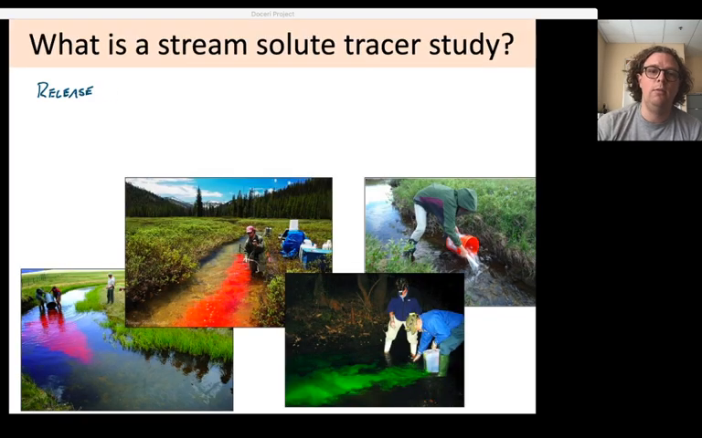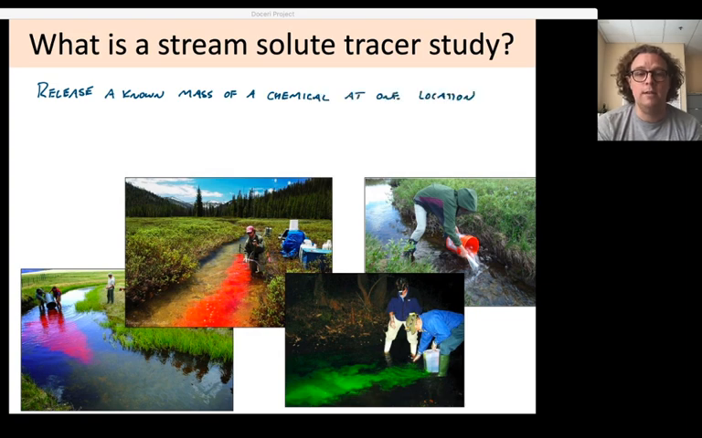Okay, so a stream solute tracer study has three primary steps. Step one, we take a known mass of some chemical, which we'll call our tracer, and we release it at some location. You can see in some of the images below, these are fluorescent dyes, bright red or bright green. In the upper right image, the release is sodium chloride or sodium bromide, so a colorless, odorless salt.